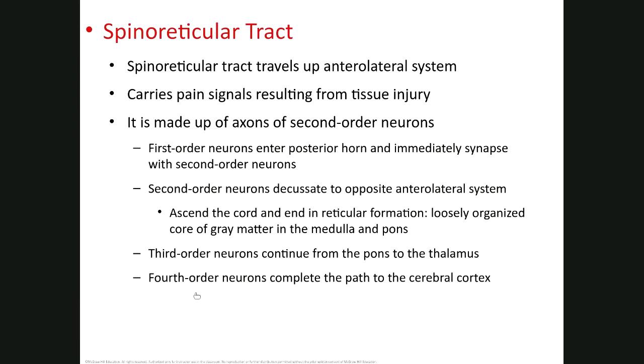Again, the second goes all the way to the pons first instead of the thalamus. And from the pons, it goes to the thalamus as the third order neuron. And then the fourth order neuron completes the path all the way to the cerebral cortex. That's the thalamus to the cerebral cortex. So there's a good example of four order neurons. Okay, four order neurons. The spinoreticular tract.